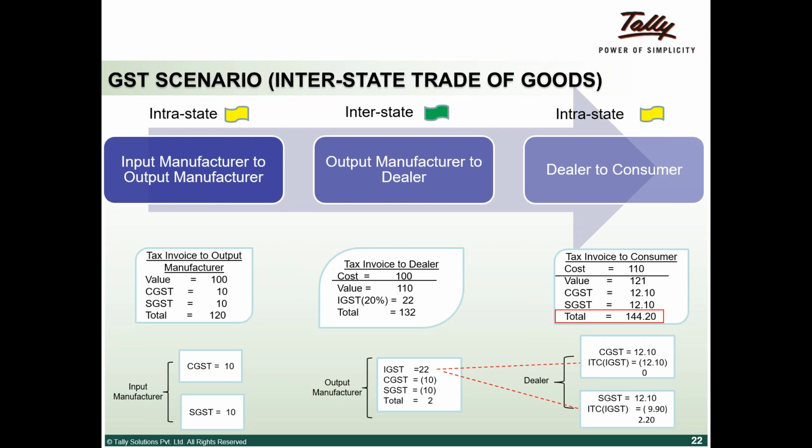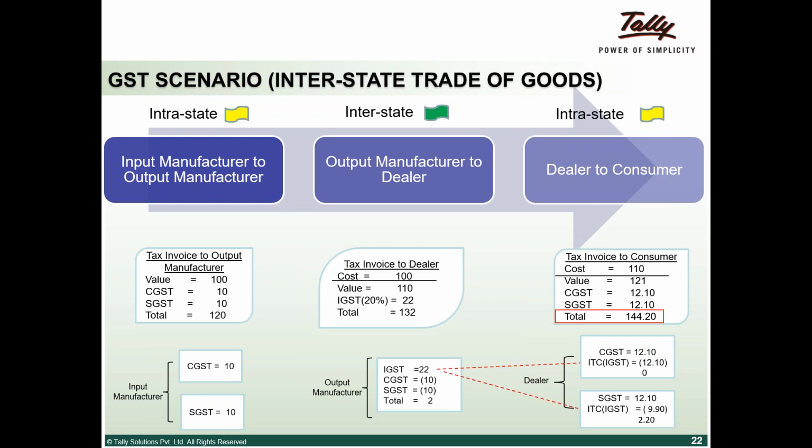The next important thing is that below the tax invoice to the consumer, there are components. From the consumer, the dealer has taken 12 rupees 10 paisa towards CGST and 12 rupees 10 paisa towards SGST. Now he needs to pay after setting off his ITC. He has an ITC credit of 22 from the previous transaction. If you look at it, it is 20. He has a credit of 22.